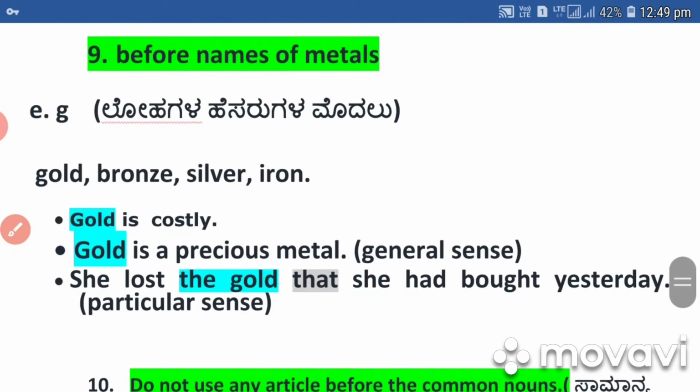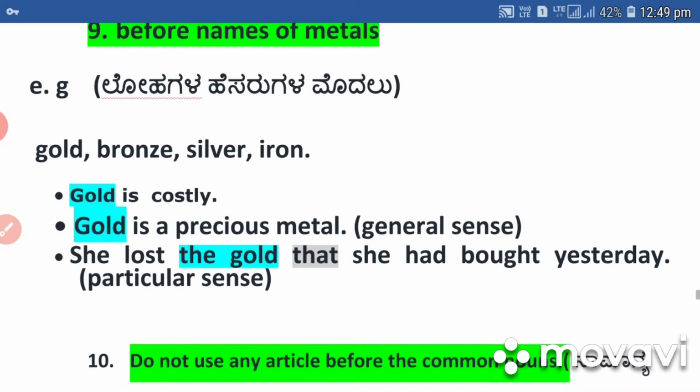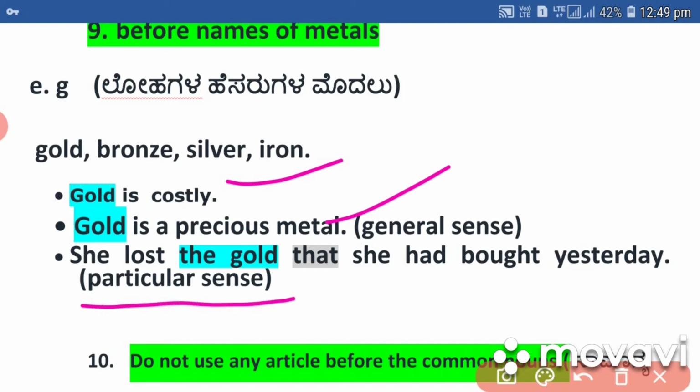Next, the ninth one: before names of metals. You don't use any article. For example, gold, bronze, silver, iron. Gold is costly. One more example, gold is a precious metal. Both are in general sense. Now this one: she lost the gold that she had bought yesterday. This sentence is in particular sense.